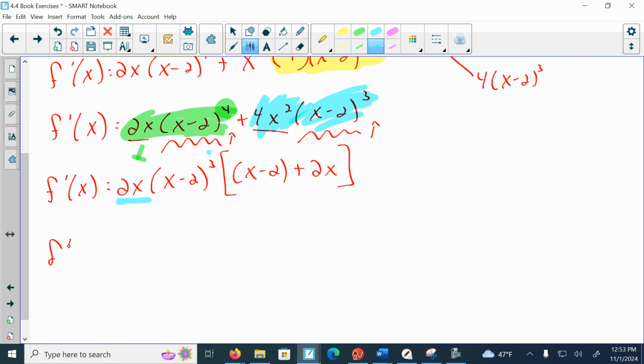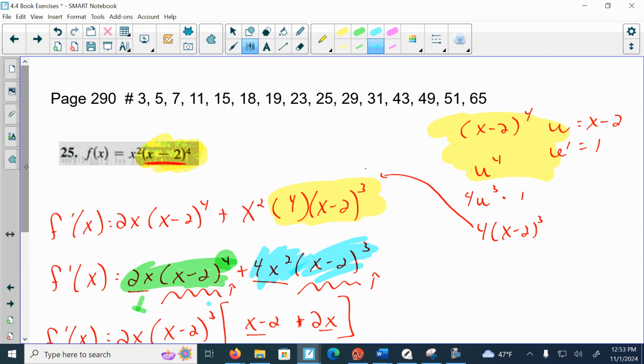So when I clean this up ever so slightly, I'm going to have 2x times x minus 2 to the 3rd. I really don't need these parentheses, so I'm going to get rid of them. I add x plus 2x, and I have 3x minus 2. And this has to go in parentheses because it's being raised to the 3rd power, and then that is just fine. Okay, remember, you have to do the product rule and the chain rule.